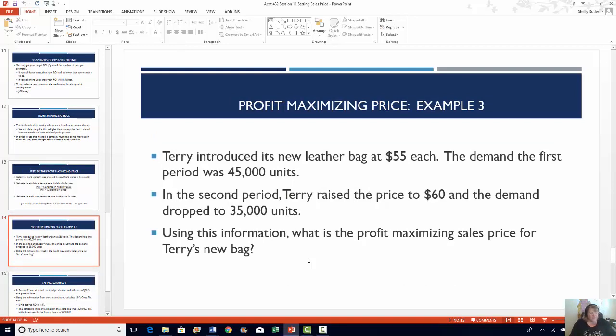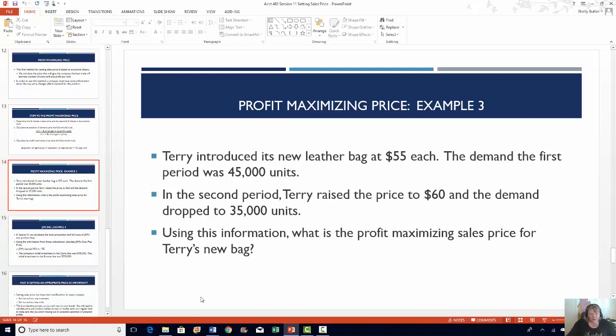Now we've got the example here for profit maximizing. Terry introduced his new leather bag at $55 each. The demand for the first period was 45,000 units. In the second period, Terry raised the price to $60 and the demand dropped to 35,000 units. Using this information, what is the profit maximizing sales price for Terry's new bag?